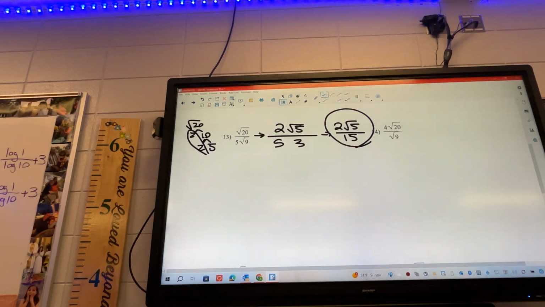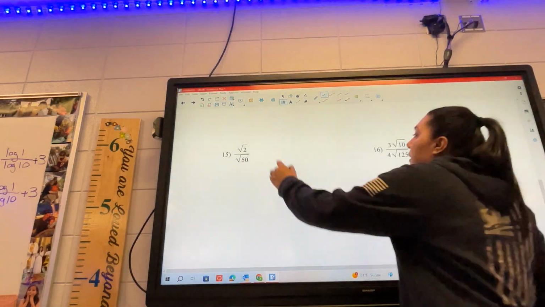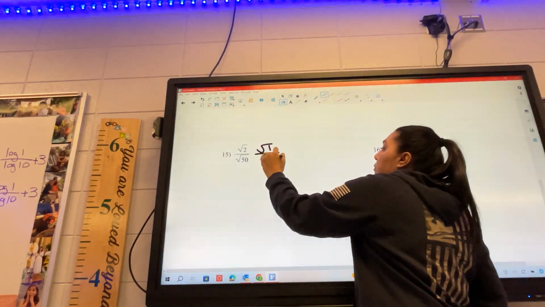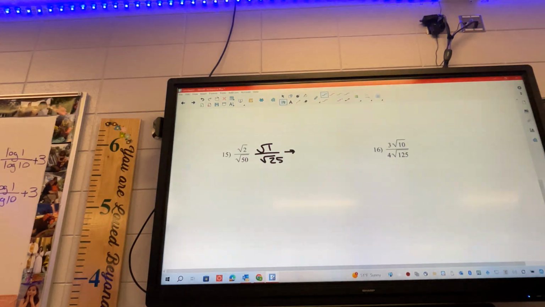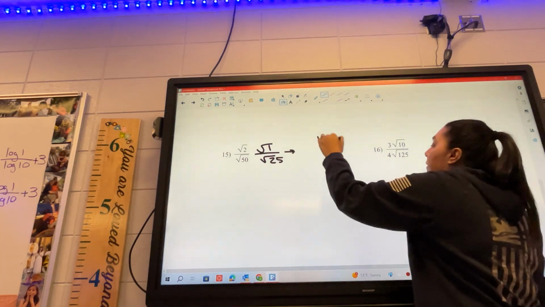Okay, 15 is going to be 2 over 25. We're going to type that in. What is 2 over, or gosh, dang it. 2 over 50. 1 over 25, which is where I'm getting the 25. So it's going to be square root 1 over square root 25. What's the square root of 1? 1. Square root of 25.